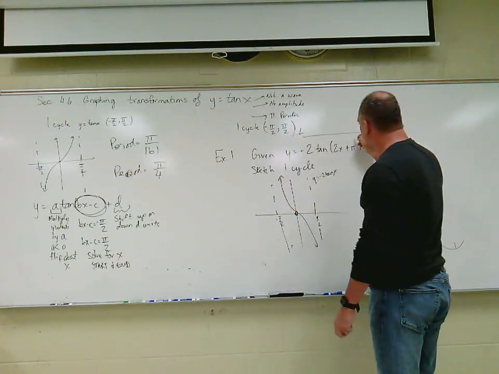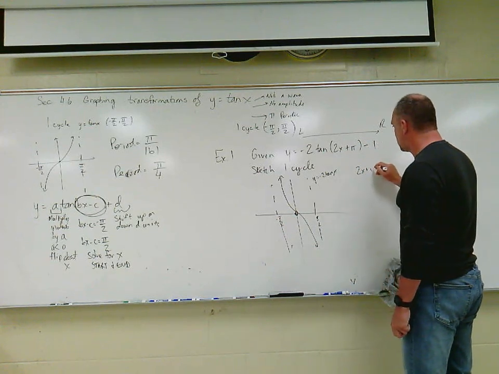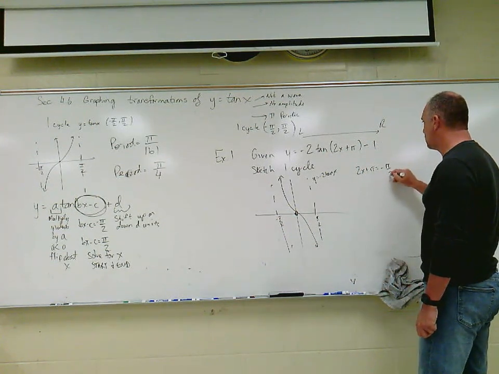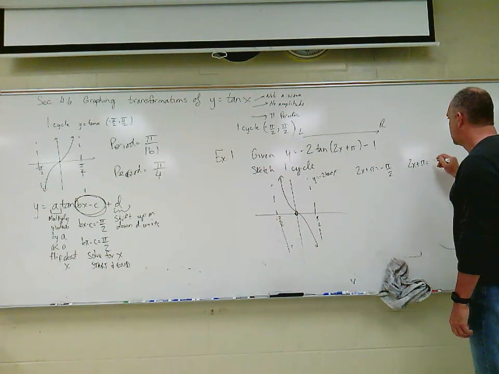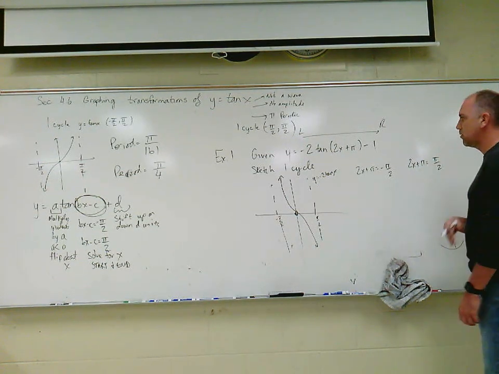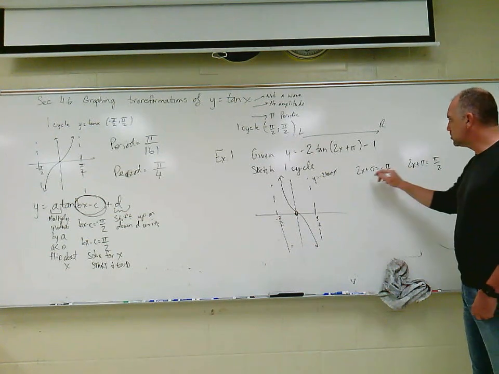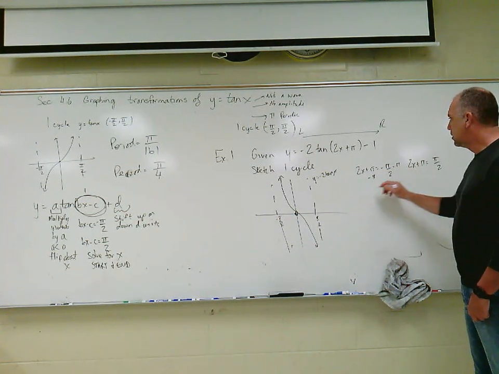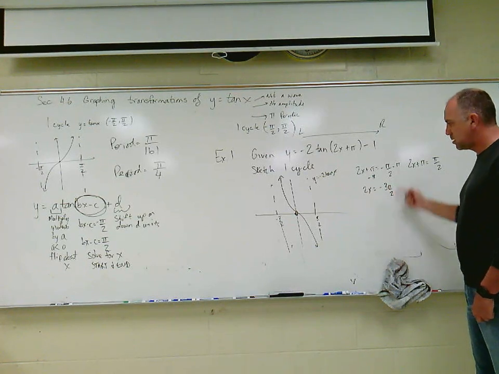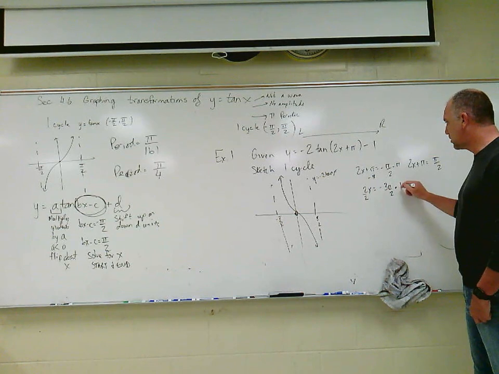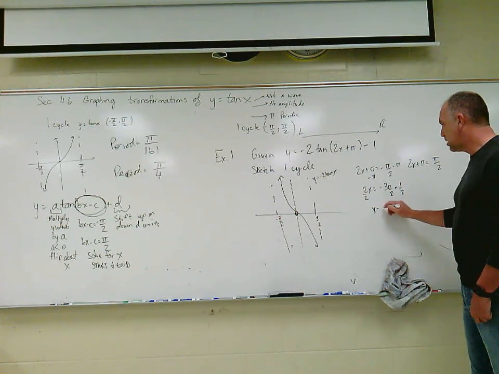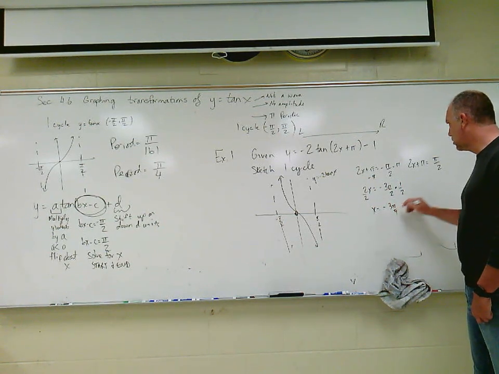Then the next step is we take our 2x plus pi, which is our inside, we set it equal to negative pi over 2. And we take our 2x plus pi and set it equal to pi over 2. We're going to solve for x. All right, so I'll subtract pi. So 2x is negative 3 pi over 2. Again, common denominator. And then if I divide both sides by 2, it's the same as multiplying by a half. I get negative 3 pi over 4.